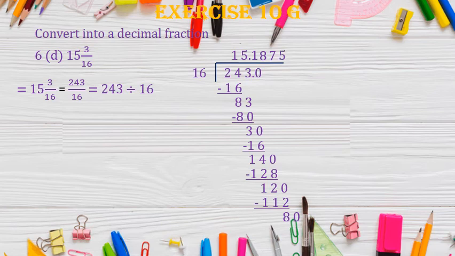So 16 fives are 80, and 80 subtracted from 80 gives 0 as remainder, and our quotient is 15.1875. So 15 3 by 16 is equal to 15.1875.